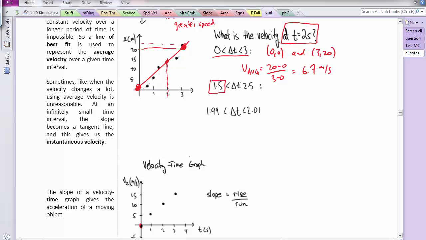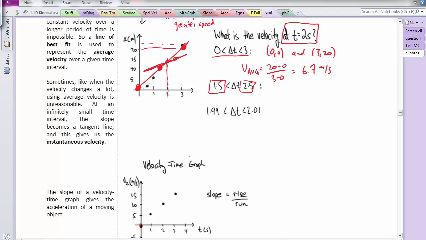We can go 1.5 and 2.5. So we're going to be using this point here, and perhaps this point here. So our line of best fit through those 3 points would look a little bit like that. Okay, and because the time interval is closer to 2 seconds, this could give us a more accurate picture of what the actual velocity is at that point.